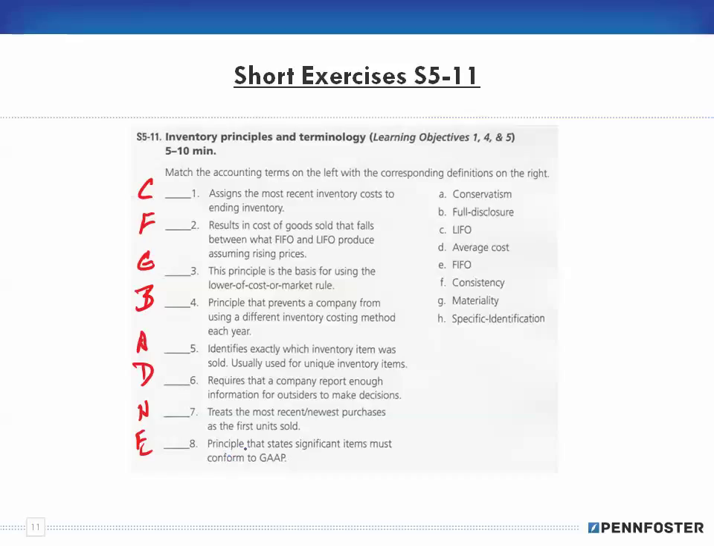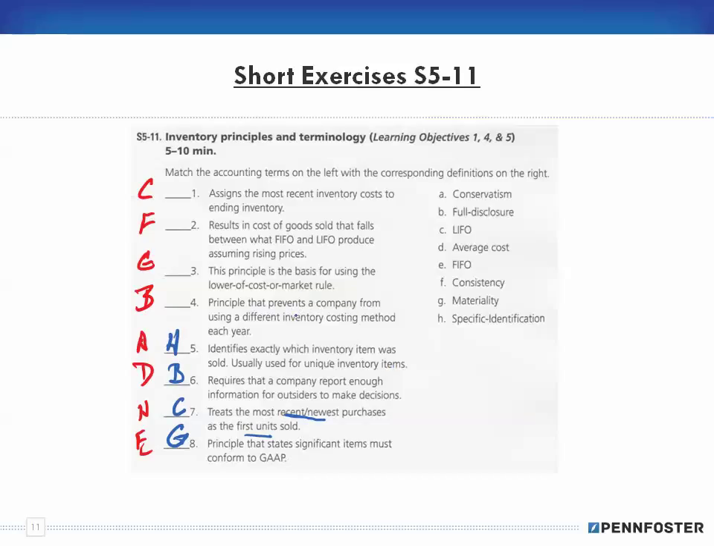All right. So let me start here. The principle that states significant items must conform to GAAP. That would be materiality, G. Treats the most recent, newest purchases as the first units sold. Okay, so that's last in, first out. So that would be C. Requires that a company report enough information for outsiders to make decisions. That would be B, full disclosure. Identifies exactly which inventory item was sold, usually used for unique inventory items. That would be H, specific ID.